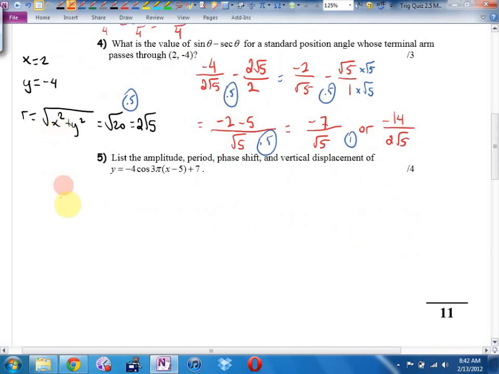Amplitude: 4, 1 mark. Period: 2 pi over 3 pi, which I'm pretty sure is just plain old 2 over 3. 1 mark. Phase shift. Emily, is there an alarm bell? Nope. So phase shift is just 5 right. Vertical displacement: 7. 1 mark each.